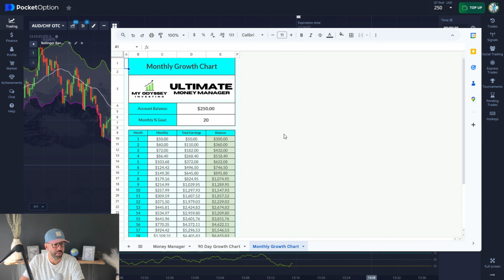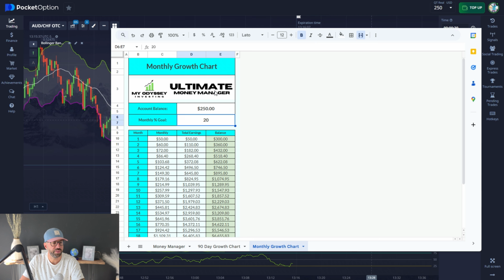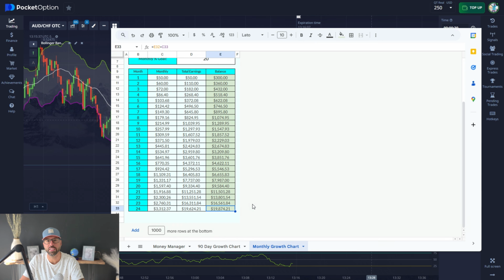And on a monthly basis, if we look at this, again, 20% per month. So if I did 2% per day at 10 days of the month, my $250 would turn into $19,874 after 24 months. And I would be making $3,300 a month. So think of this as compounding. Think of this as growing your account so that you can take out money monthly to help improve your financial situation in life. That's what the Ultimate Money Manager does.